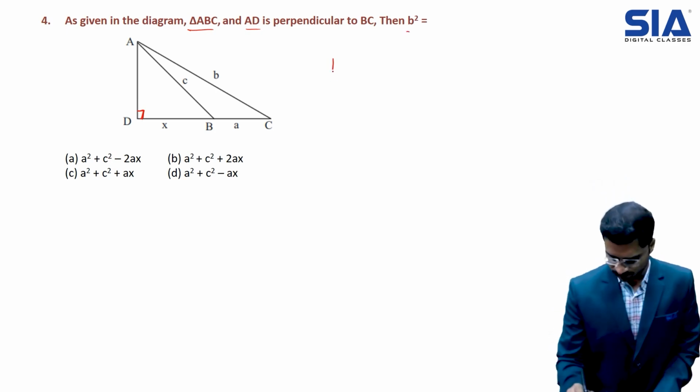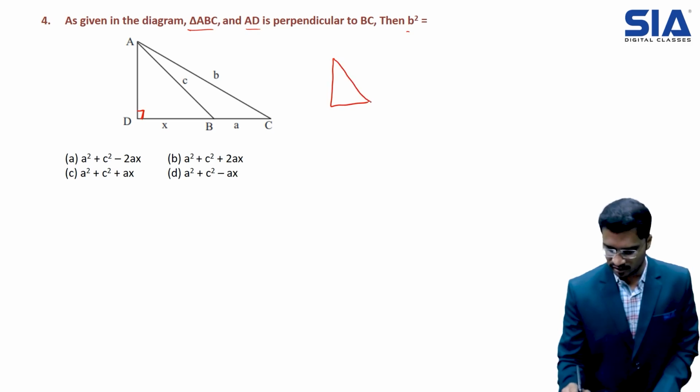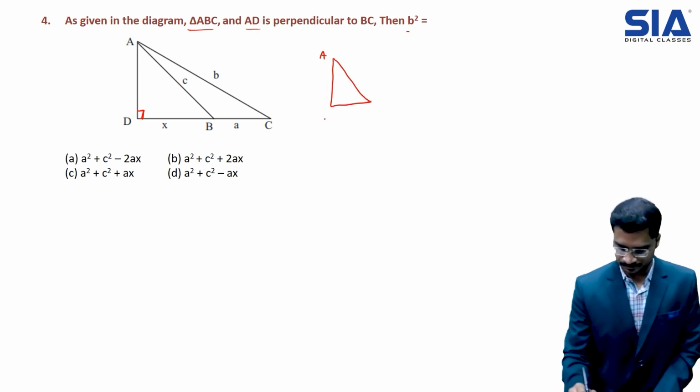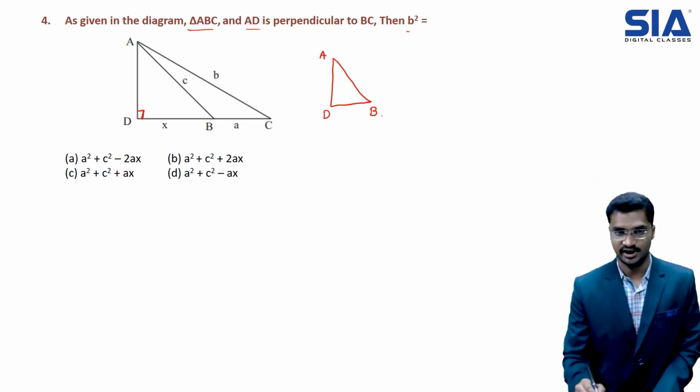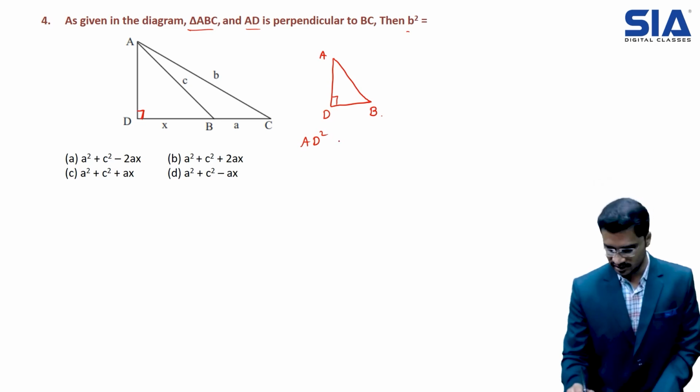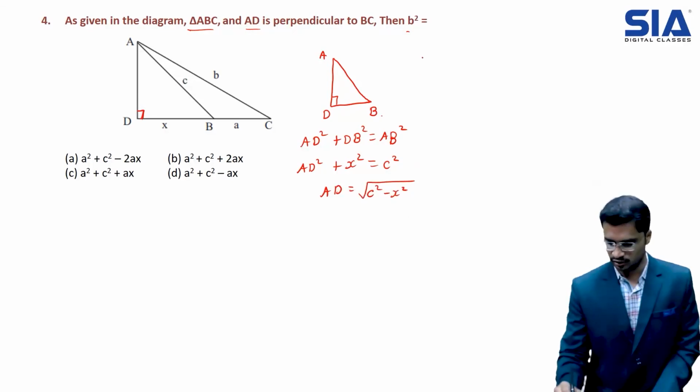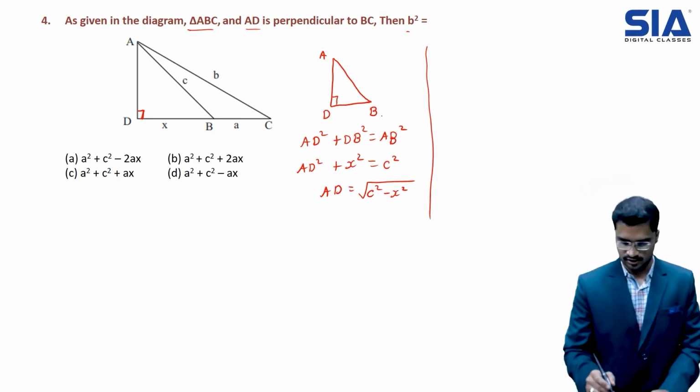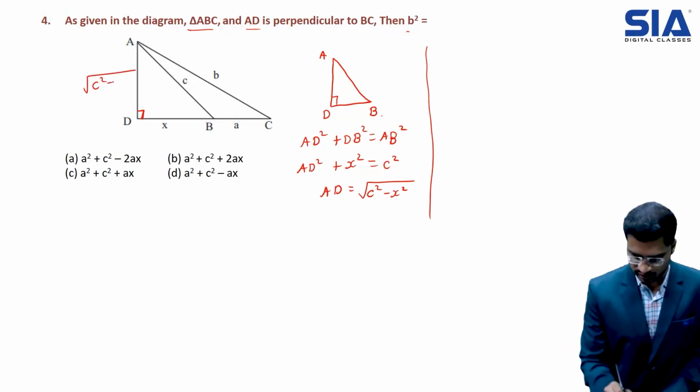So let us see. First of all, I am looking into the smaller triangle, which is ADB. In the smaller triangle, the angle at D is 90 degrees. Then AD square plus DB square is equal to AB square. AB square is C square, DB square is X square. So the value of AD is under root of C square minus X square.